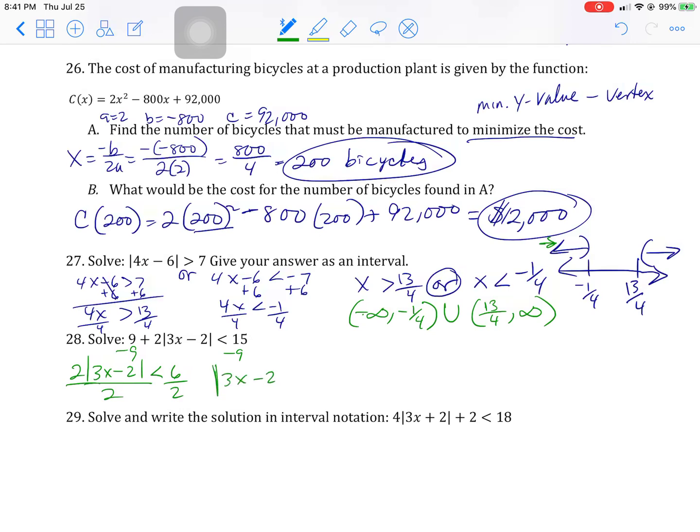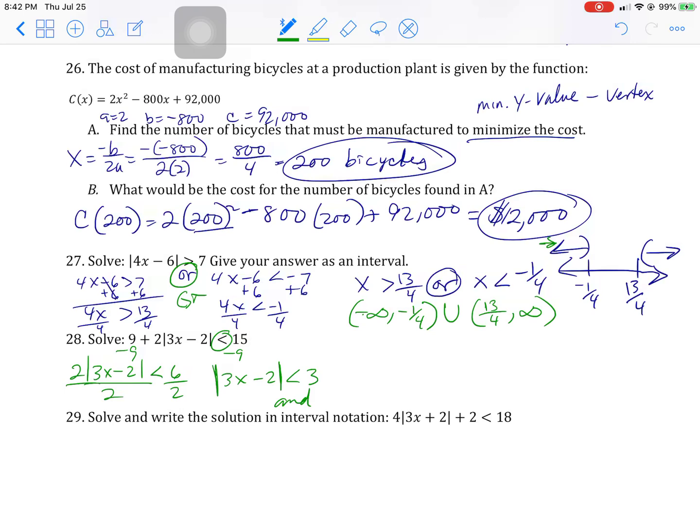3x minus 2. That's this thing. So this is going to be less than 3. That's where that came from. Okay. So it's a less than. So it's an and. So the or is a greater than, the less than is an and. Okay. I gotta hang on just a second. Let me fix my key. Alrighty.